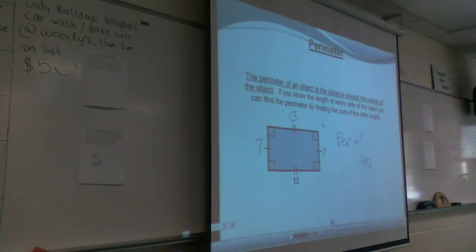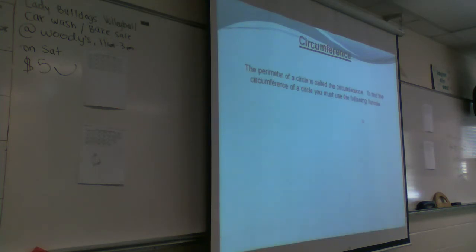Now I can give you any kind of shape I want, even one that doesn't fit what area formulas are going to work with. You should still be able to find perimeter. Okay? Now, this would be the only one, like I said, that you'll have a formula for. The perimeter of a circle is called the circumference. Usually, this is the formula most people screw up because they get this one confused with the area formula all the time.